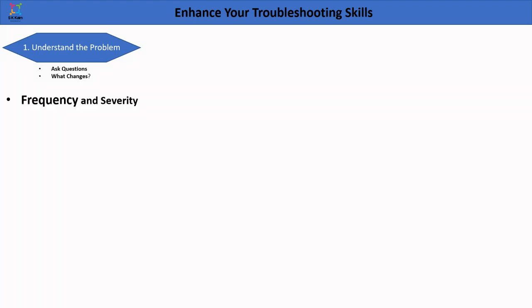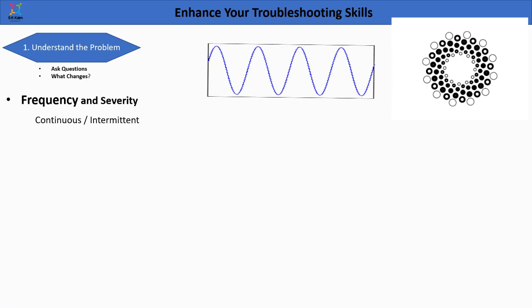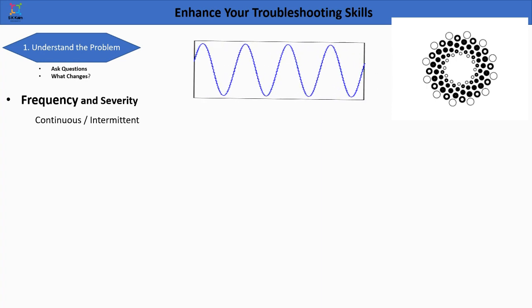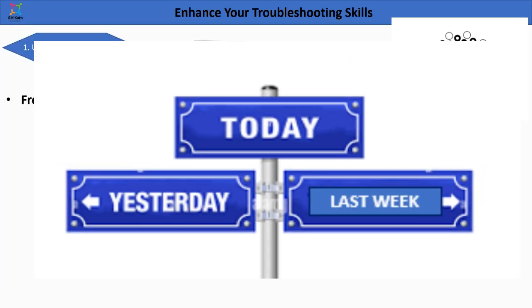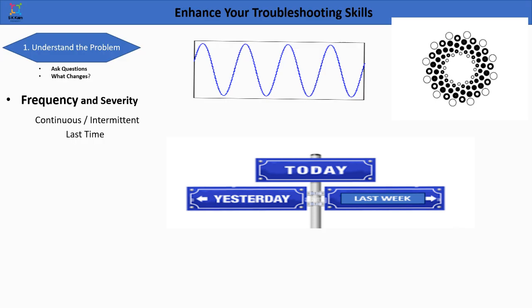Now, next you have to think of the frequency and the severity of the issue. Frequency means whether the issue is continuously occurring or it is intermittent. You cannot tell exactly when the problem is happening. It happens automatically by itself at any time. You also have to make a note of when the problem happened last time. Is it still there? Or is it not showing any sign right now, but it happened a few days back only?